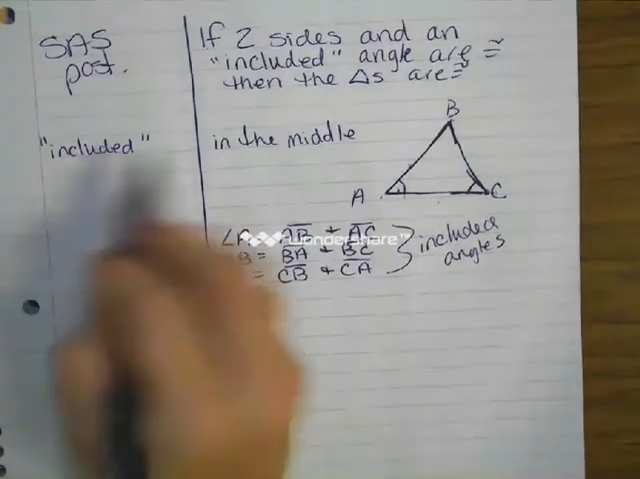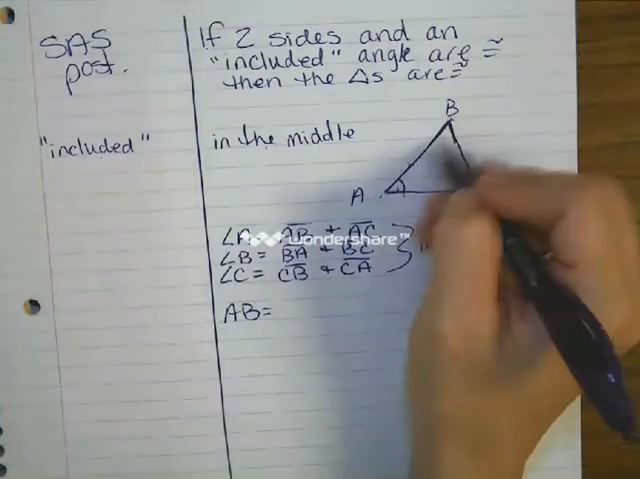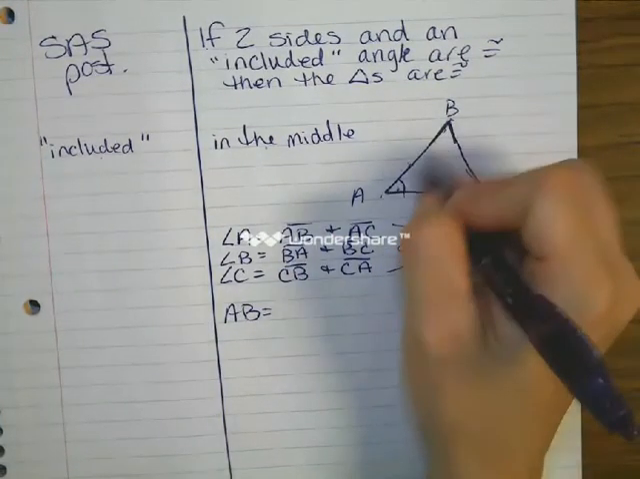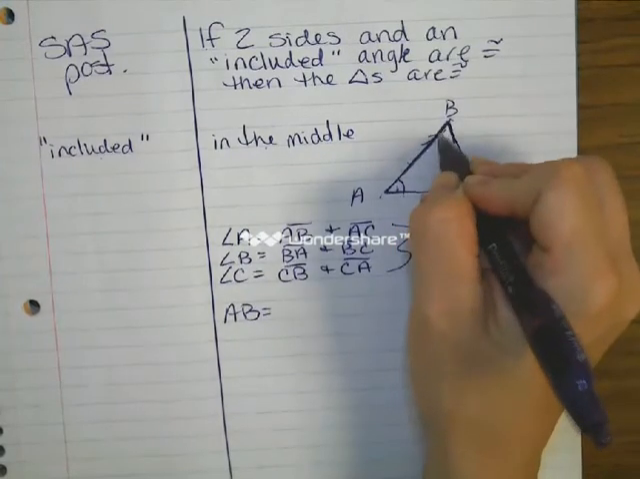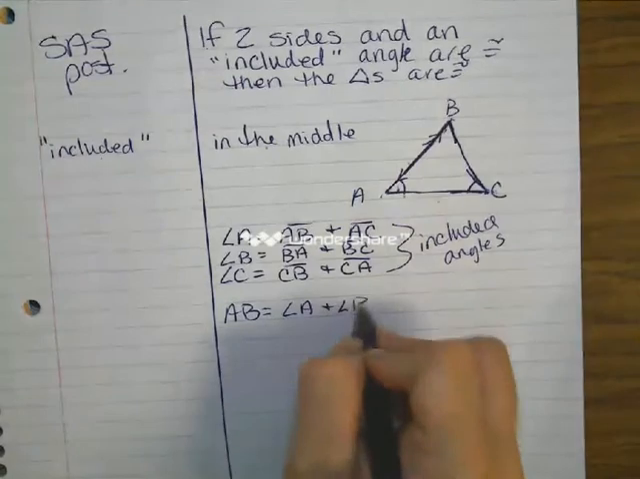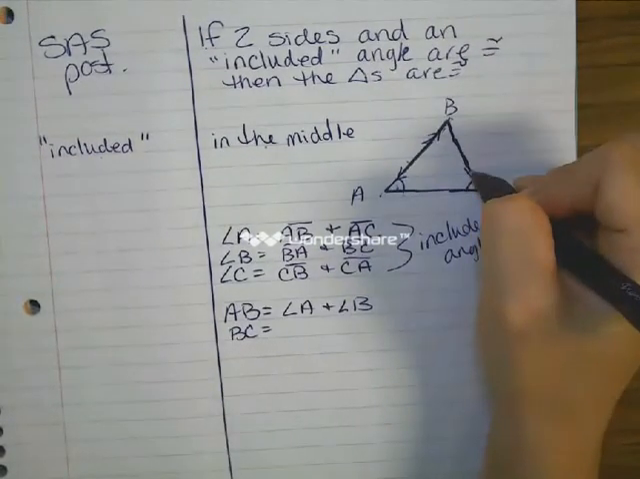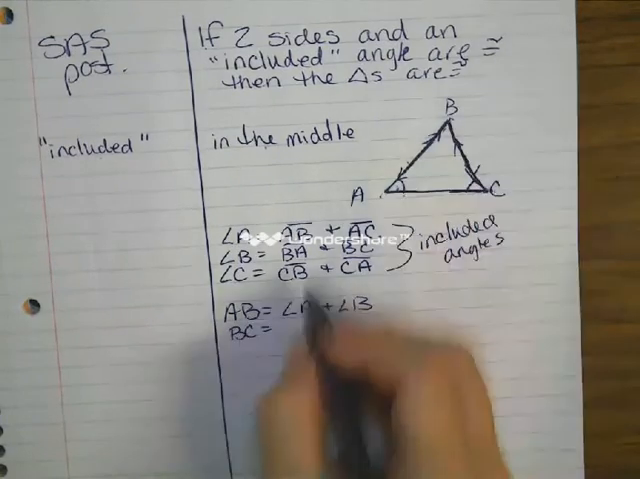Let's look at BC. If this is BC, then it is included between angle B and angle C, because those are the angles that are on each side of it. And then AC is included between A and C. Okay, so that's what included means.